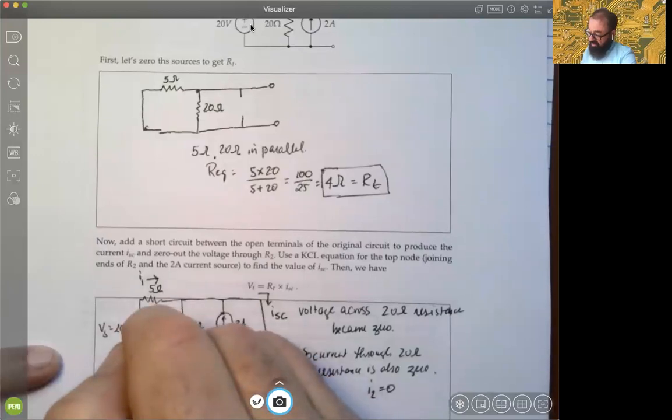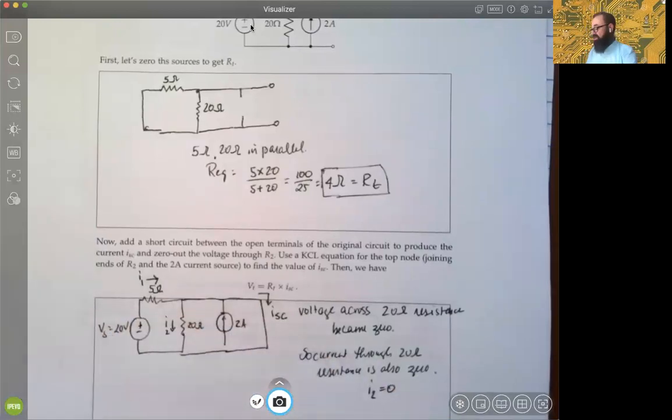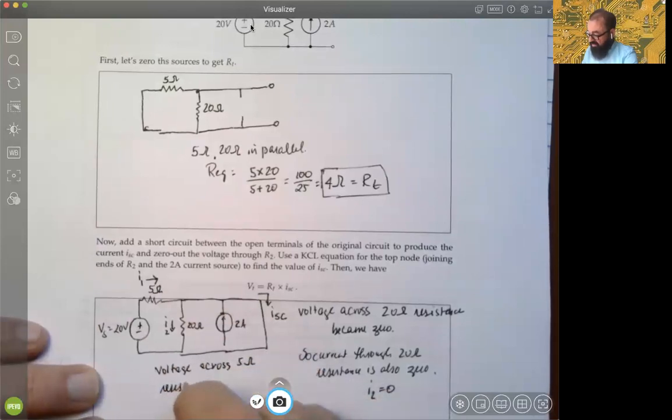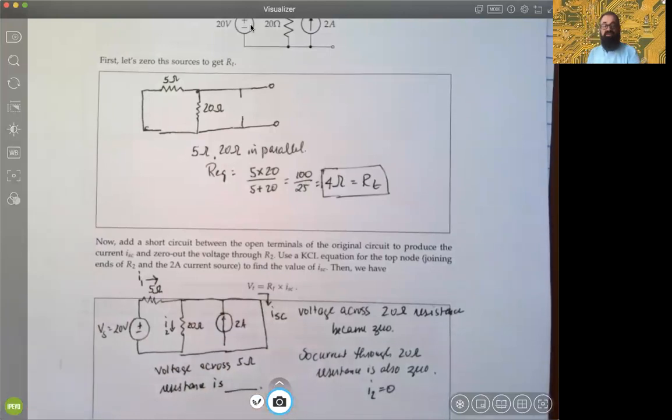Okay, and keep in mind these are independent. I should put the polarities here. Keep in mind these are independent sources there, of course. But the voltage across the 5 ohm resistance is, let's see if we can deduce what that is.